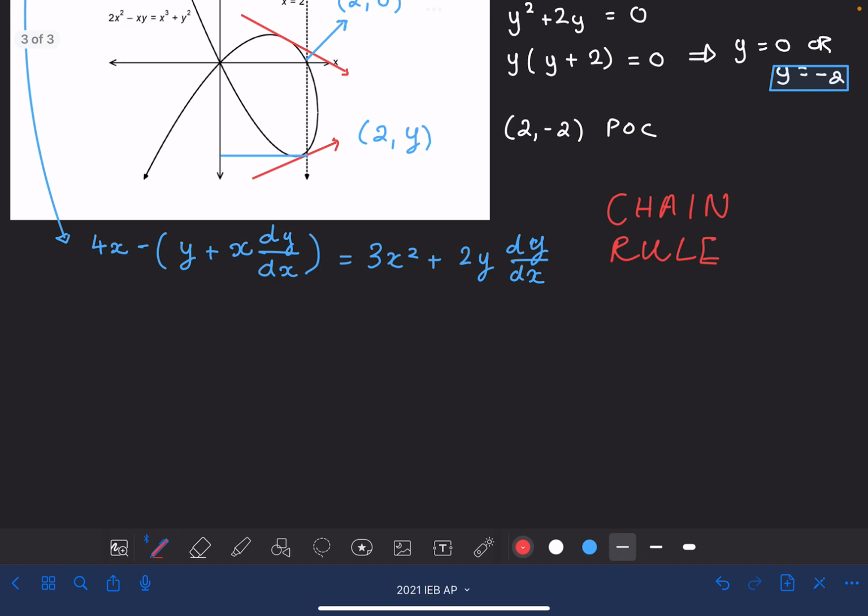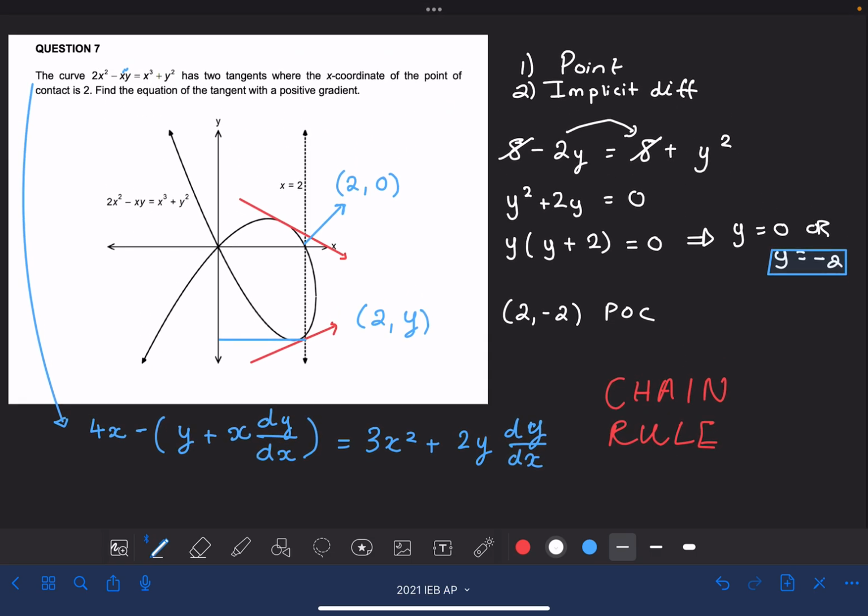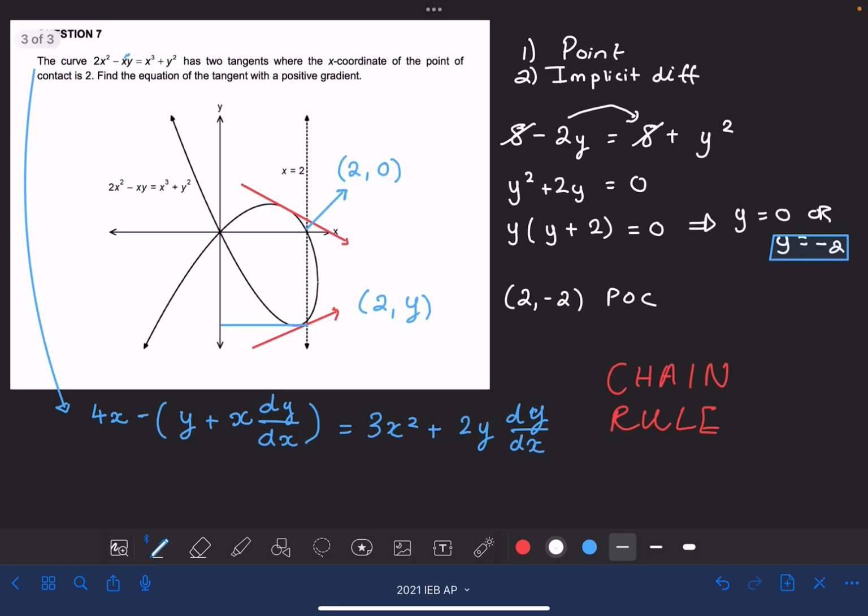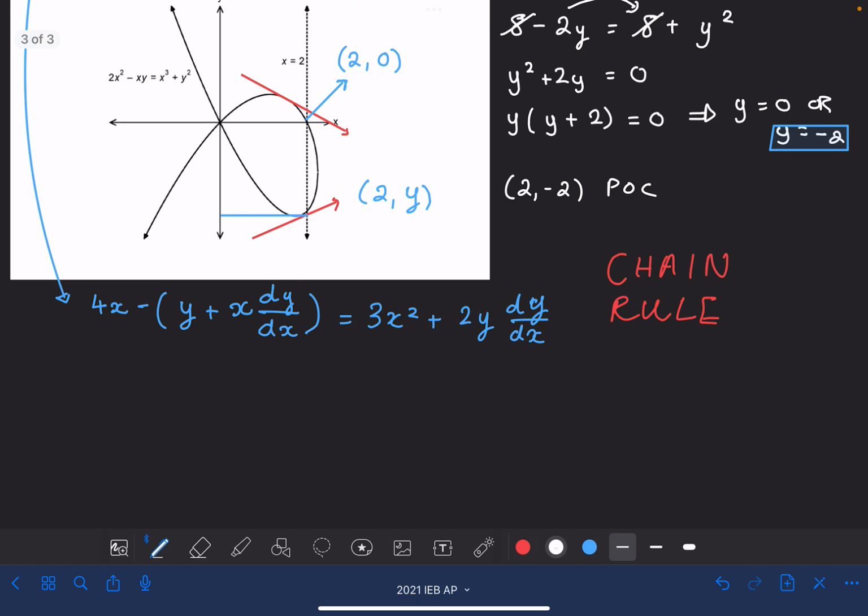To reiterate that again, when we have y squared and we're differentiating this with respect to x, that's going to be 2y dy/dx. Don't forget that. It's very important to always remember the chain rule when doing implicit differentiation.